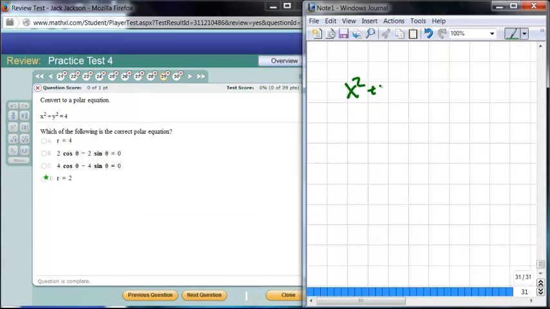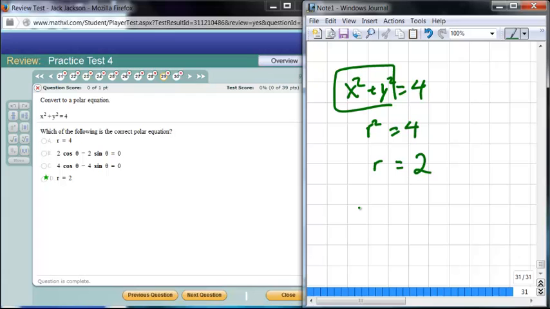X squared plus y squared equals 4. X squared plus y squared is r squared. So r squared is 4. So r is plus or minus 2, but if you just say r is 2, that covers everything. So it's just a circle of radius 2 centered at the origin.